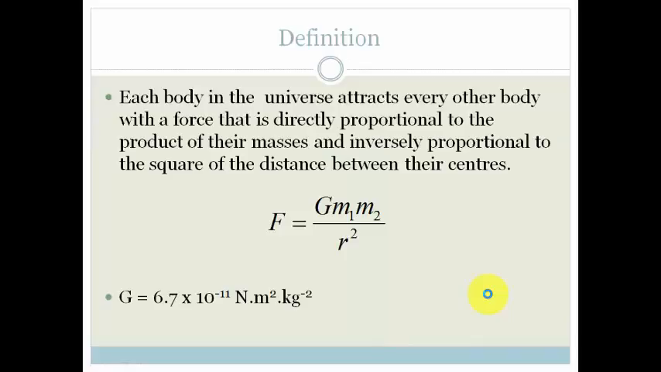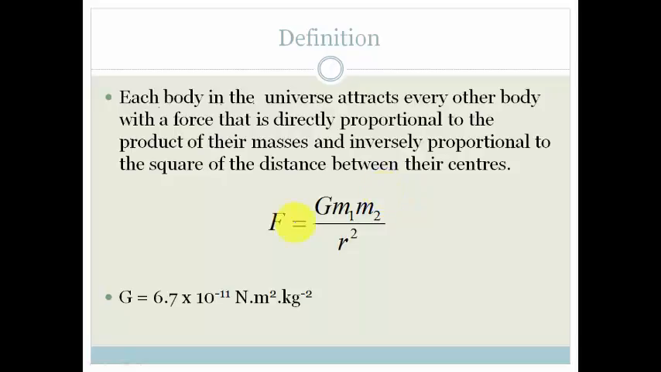The definition says that each body in the universe, so everybody in the universe, attracts every other body with a force that is directly proportional to the product of their masses and inversely proportional to the square of the distance between their centers. Now that was actually covered in the last video.